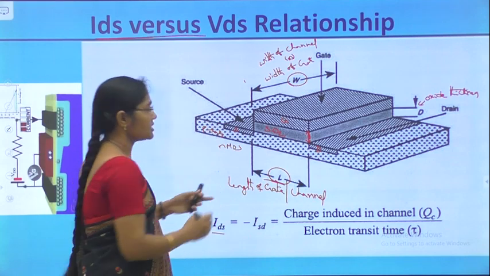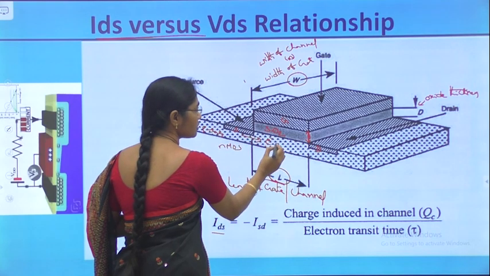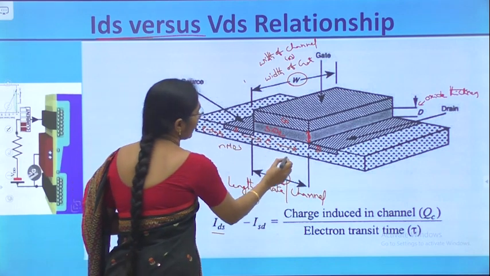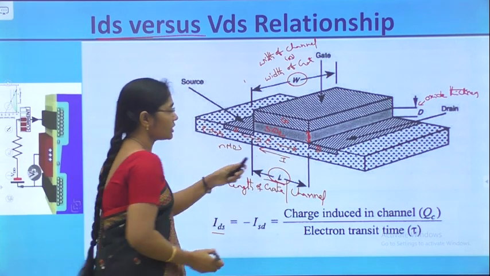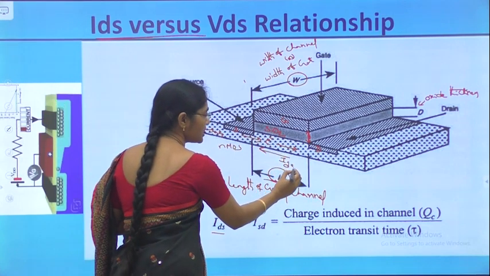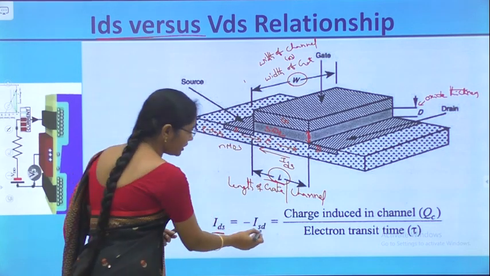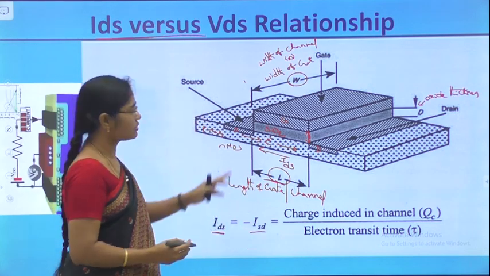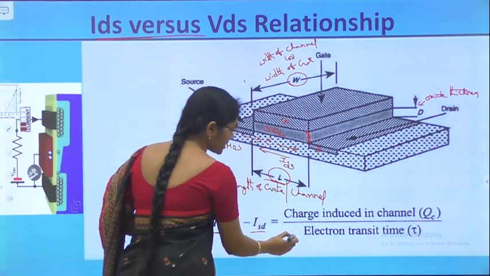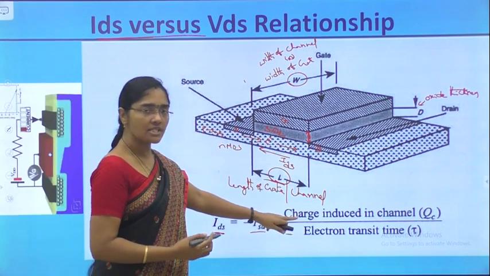So IDS, since in the nMOS transistor, carriers are moving from source to the drain, that is electrons are moving from the source to drain direction. Therefore, IDS will flow, that is current will flow in the opposite direction of the electrons, that is from drain to the source. Therefore, it is representing as IDS, or this can be represented as inverse of source to drain. Therefore, the formula for the current is equal to charge of the channel by the time.